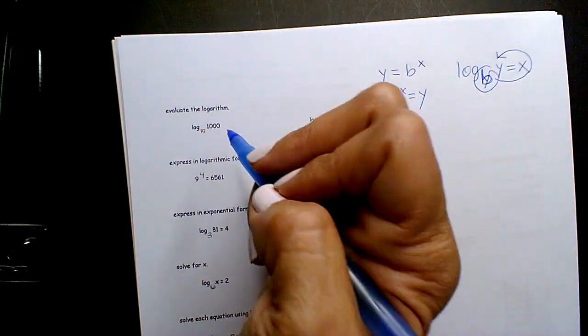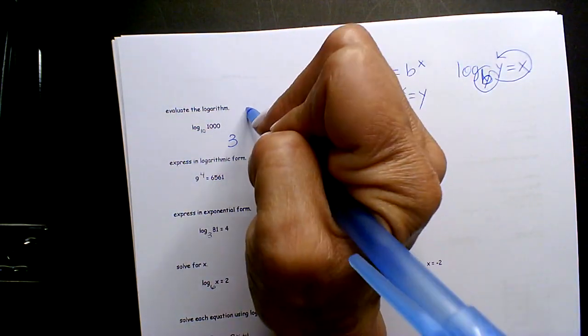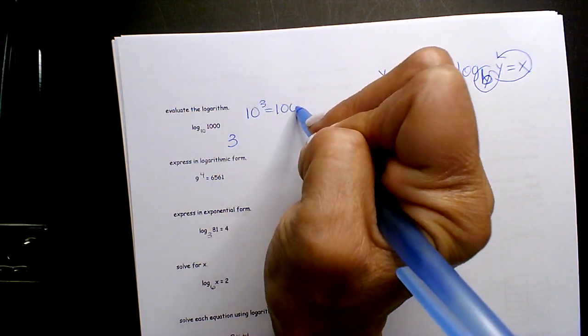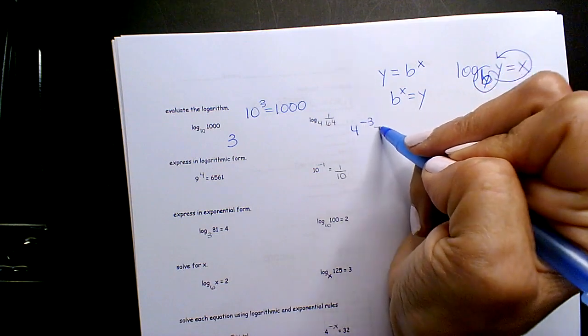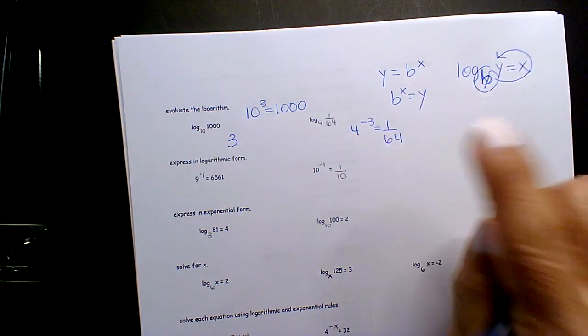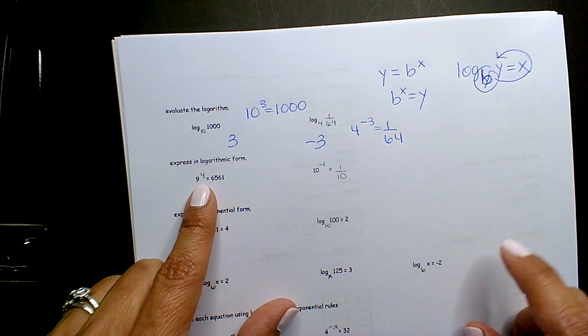All right, so this, you could have thrown it in the calculator, but it's just 3. 10 cubed is equal to 1,000, right? 4 to the negative 3 gives you 1 over 64. So everybody got this right. You guys know you could just go to your calculator and just substitute it.